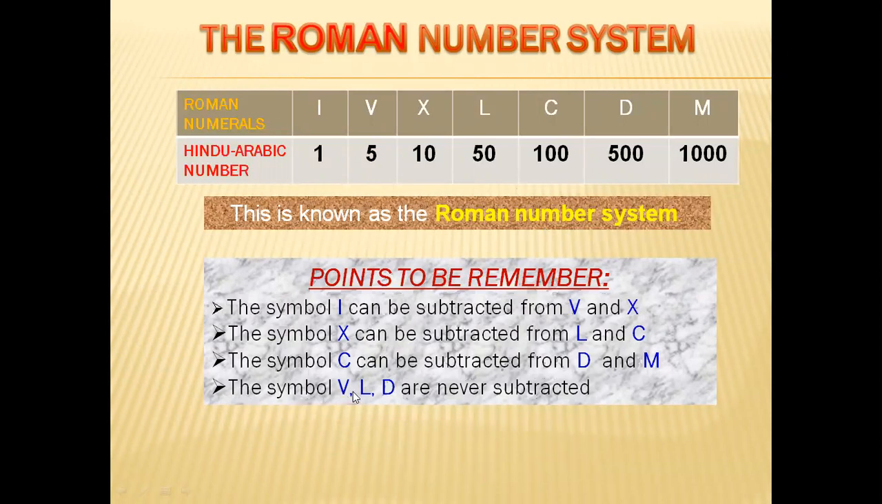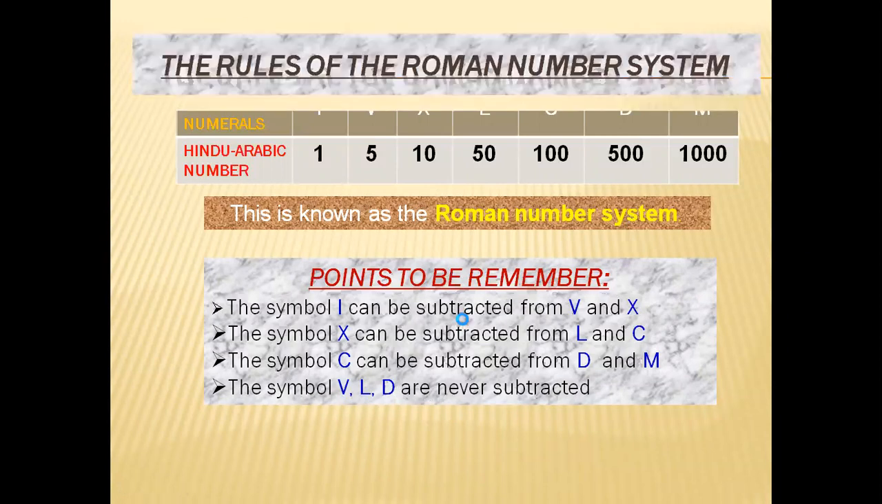But the symbols V, L, D are never subtracted. These symbols I, X, C can be subtracted from other symbols, but V, L, D are never subtracted. You have to remember these points.